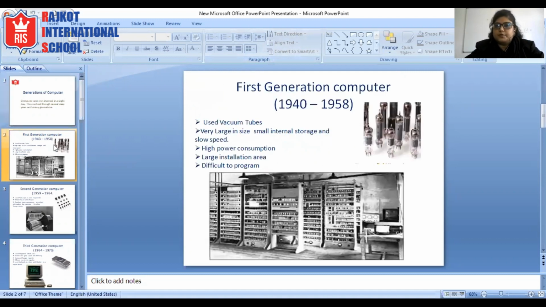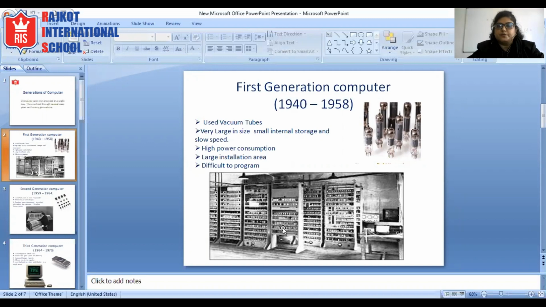First generation computer. The duration of first generation computer is 1940 to 1958. They were using vacuum tubes as their main component. Here you can see the picture of vacuum tubes. Here is the picture of first generation computer where we can see the small picture. These are the vacuum tubes.